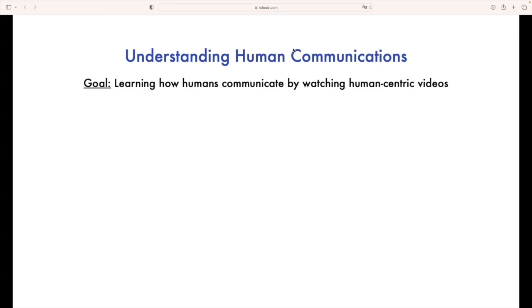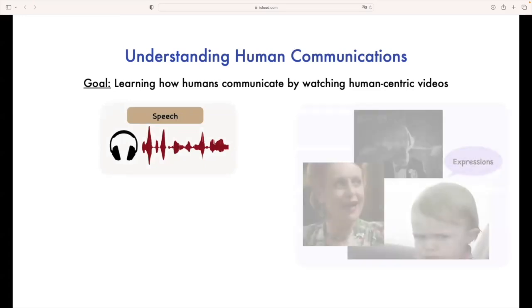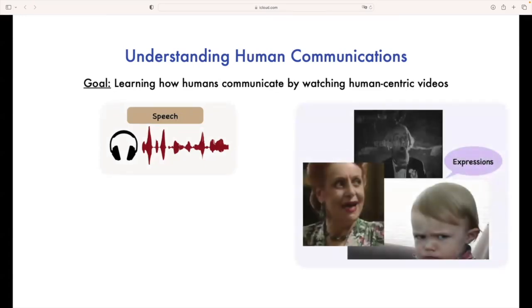Now, in this, there are multiple aspects. The first one is speech. Speech delivers the linguistic content of what is being spoken. Then, it also involves understanding facial expressions. Expressions will tell us about the intent and the tone of speech. The same sentence can be uttered with multiple different emotions or expressions, and they will have completely different meanings.